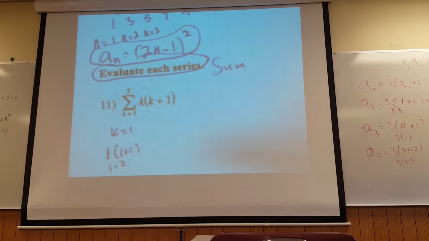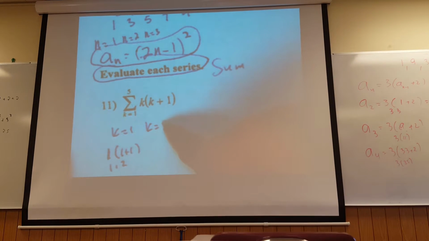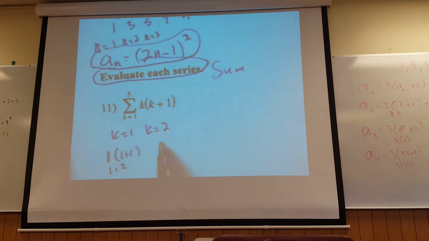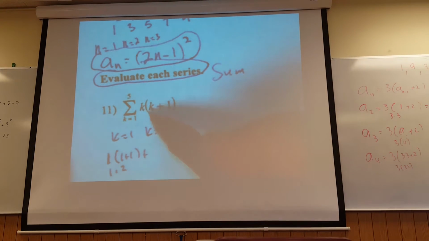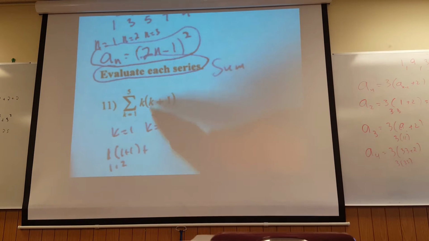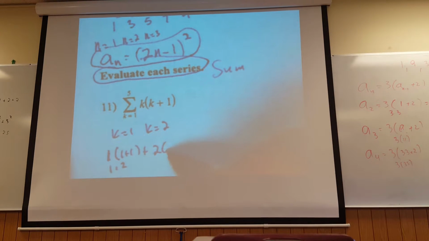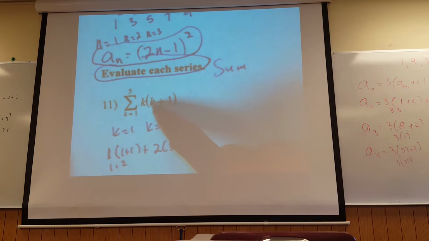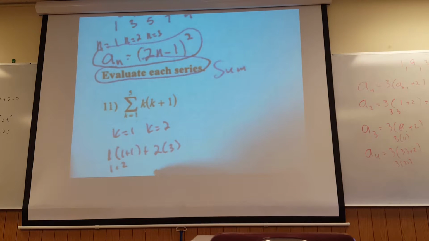Okay. Now, when k equals 2, I replace all the k's with 2. That's going to be 2 times 3. 2 plus 1, so I get 6.